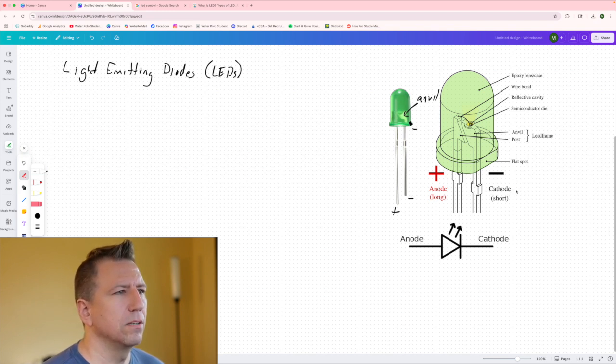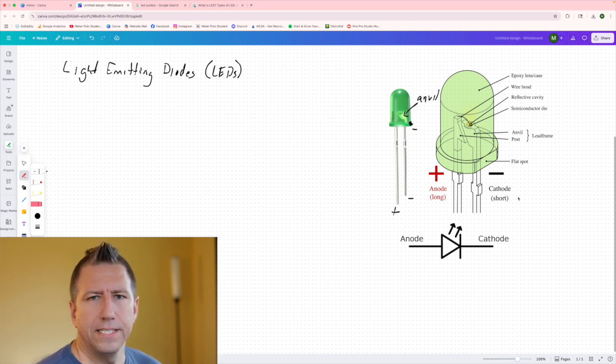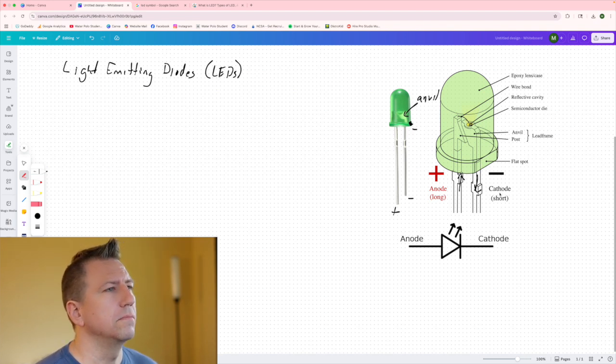Just an aside here about how we label anode and cathode. Cathode is defined as the terminal where positive current is leaving or flowing out of that terminal. On the LED here, in normal operation, positive current is flowing in this direction and out this direction. Positive current is leaving the device through this terminal, so that would be the cathode terminal. And that's how that is defined.